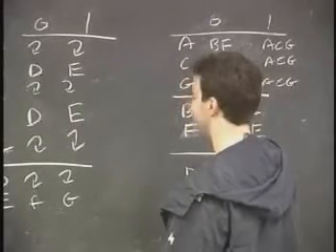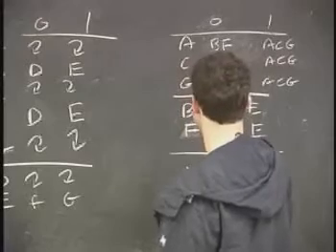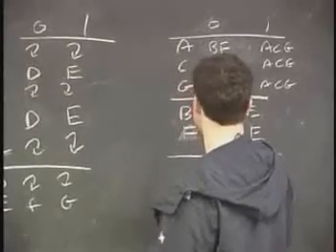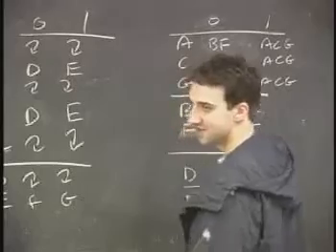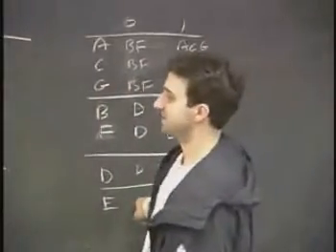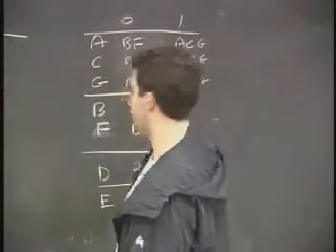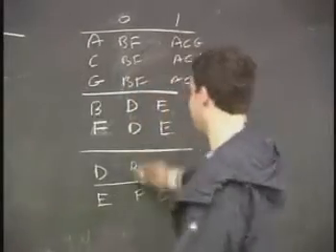D stays with themselves. This is DE. They have to be different, right? Yeah, it's a good way to check if you made a mistake too. So E goes to F and G. FG. You don't really have to do this, but if they were the same, you would have screwed up. It's a good error check.